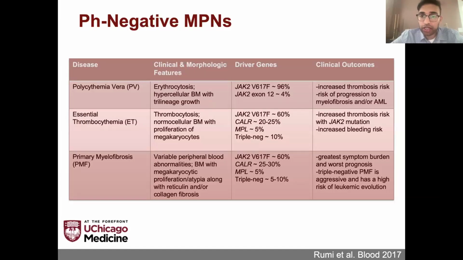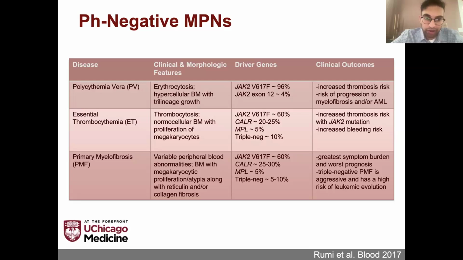For these patients, there is an increased thrombotic or clotting risk if you specifically have a JAK2 mutation. And then if your platelet count becomes very high, there can actually be an increased risk of bleeding complications as well through something called acquired von Willebrand disease.